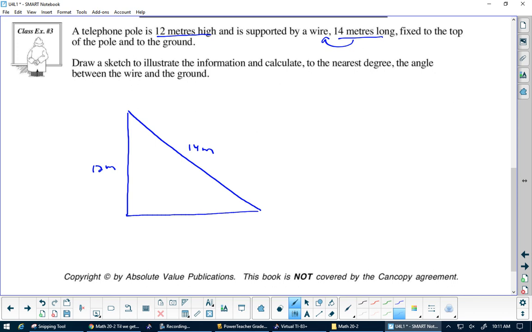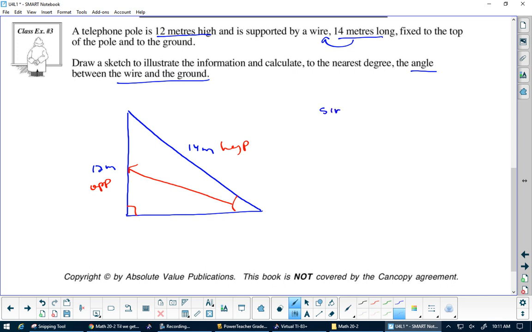And here's the ground. It wants the angle between the wire and the ground. It's looking for this. So that's our opposite. This is our hypotenuse. So adjacent has nothing to do with this question. So that's why we're going to use sine.